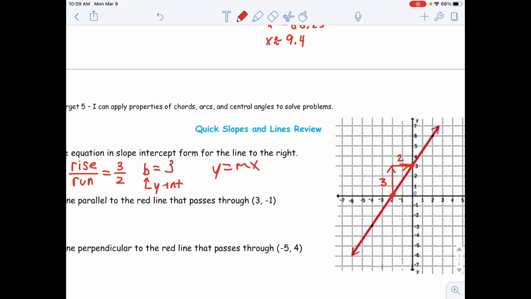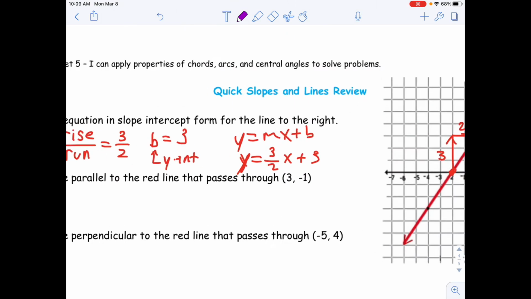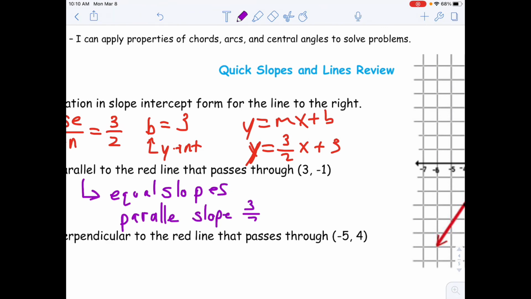Y equals mx plus b. Plugging in stuff right here, the slope was 3 over 2, so y equals 3 over 2 x plus 3. So it says we need to graph a line parallel to the red line that passes through 3, -1. Remember, parallel lines have equal slopes. So my parallel slope is 3 over 2.